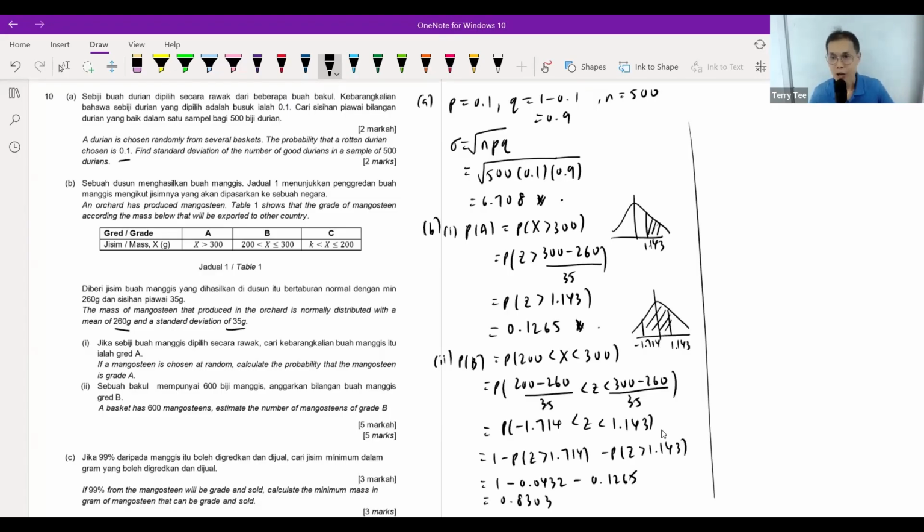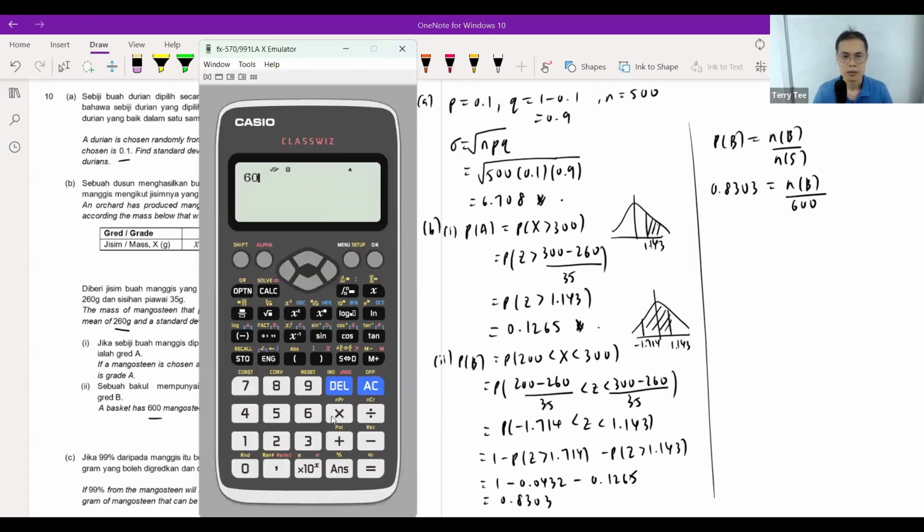But we want to find how many grade B you have in a basket of 600. So we use the concept of simple probability. The probability of getting grade B is the number of grade B divided by total. Total here we use NS. What is NS? Size of your sample space, in other words, your total. Your probability of getting grade B is 0.8303. The number of grade B we don't know. The total is 600. So let us take 600 multiplied by this answer.